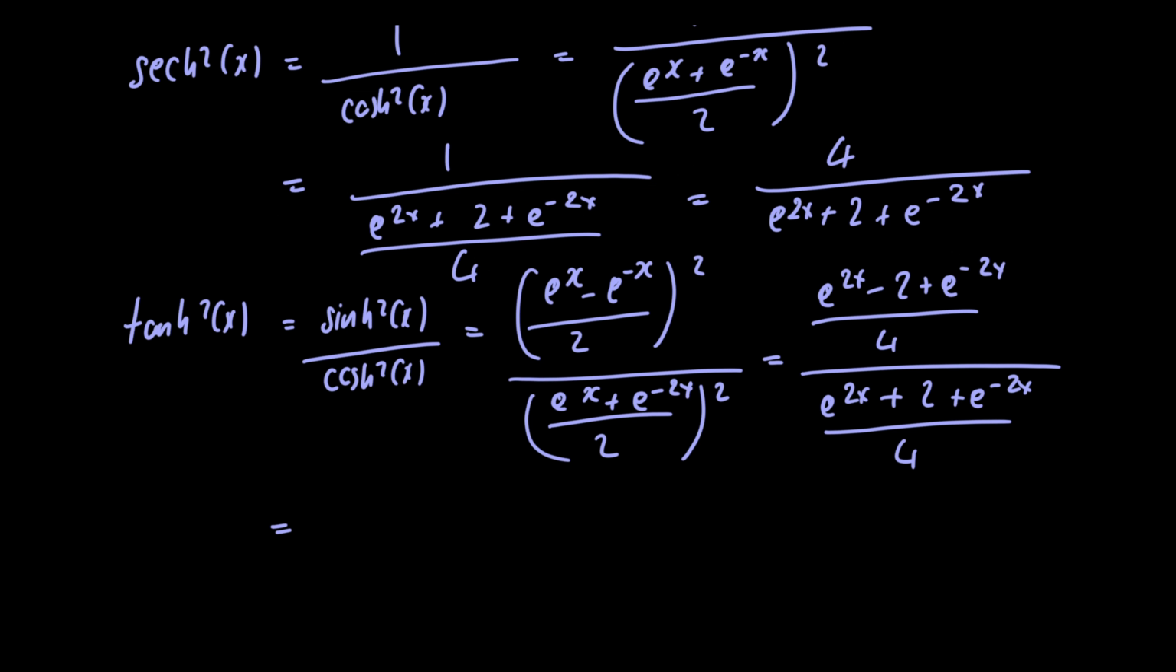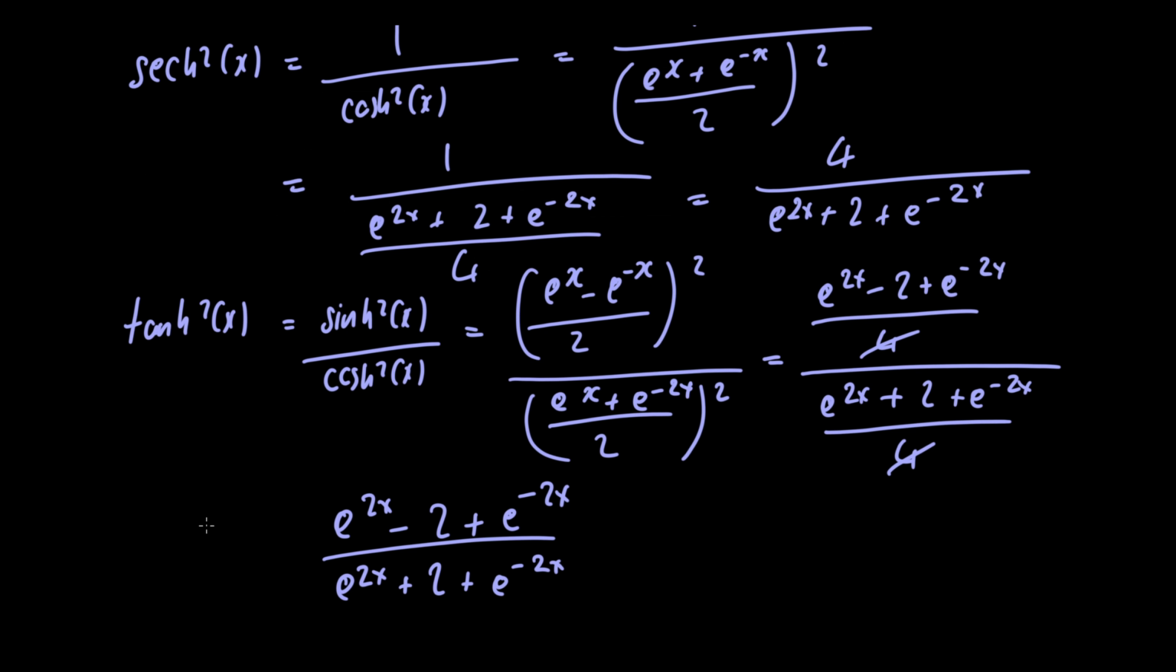Simplifying this, the 4's cancel. We just have (e^(2x) - 2 + e^(-2x)) divided by (e^(2x) + 2 + e^(-2x)). Now let's go ahead and subtract this quantity from 1. So we have 1 minus this.